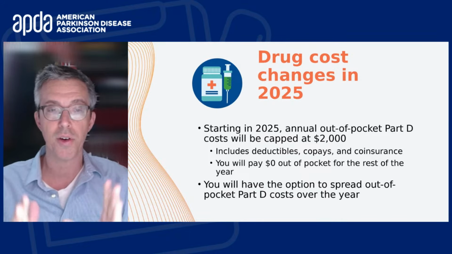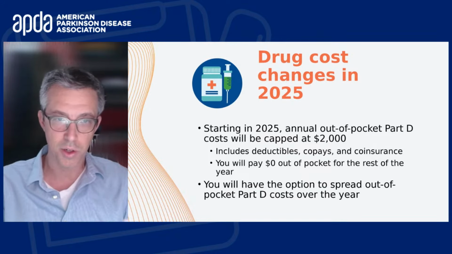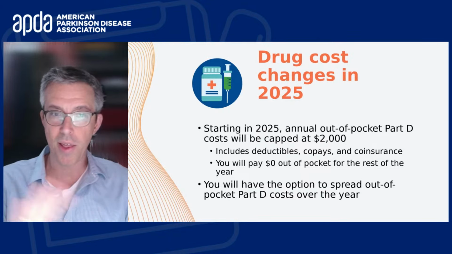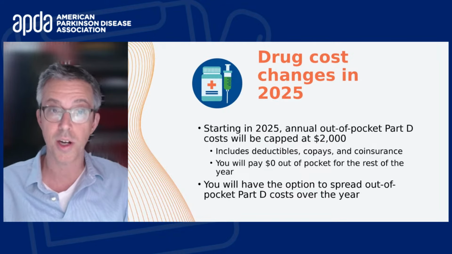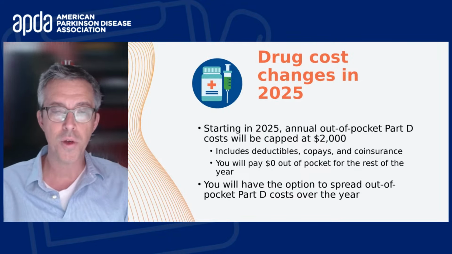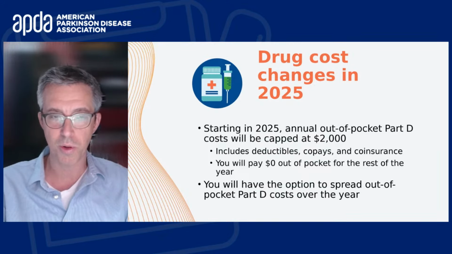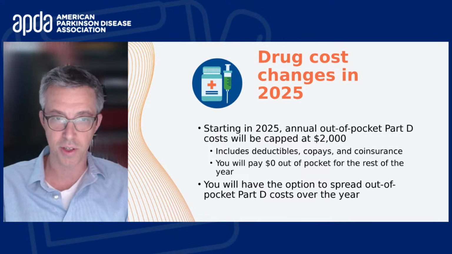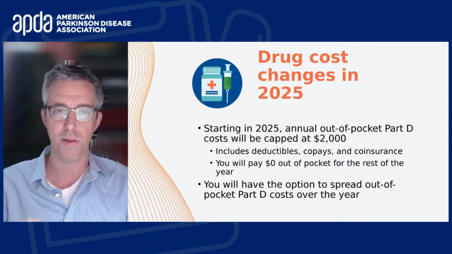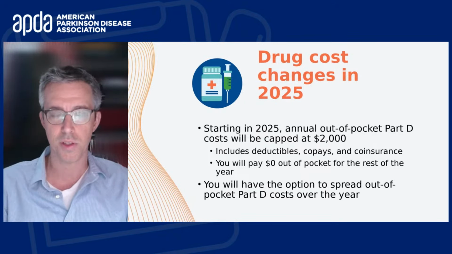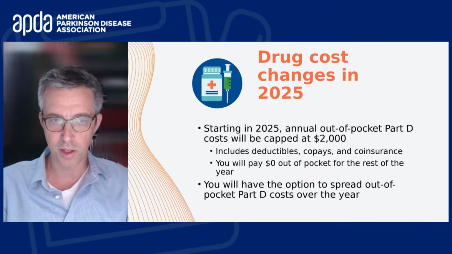So if you had a $500 deductible on your Part D plan, and you had to pay that $500, and then it started covering the drugs after that, if you hit $2,000 out of pocket, including that $500 that you put out for the deductible, you don't pay any more for the rest of the year. So this is a huge benefit, a huge savings for people who have high drug costs.